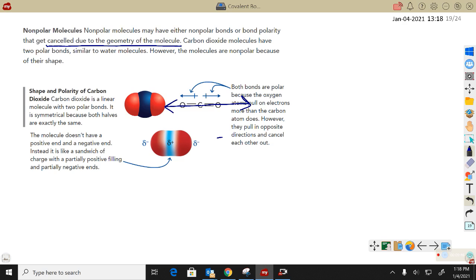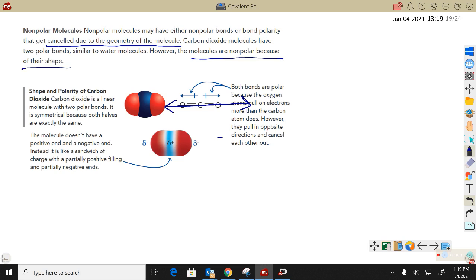And we might expect that there would be a partial negative on the oxygen and a positive on the carbon. And that really doesn't happen. These little poles cancel each other out. The molecule is symmetrical, so the poles are happening at equal angles. And then because of this shape, we say the molecule is overall nonpolar.